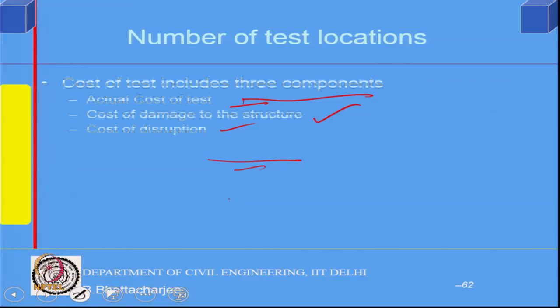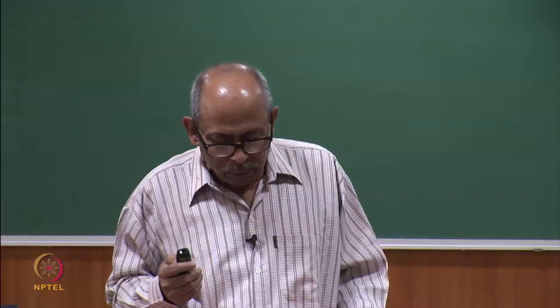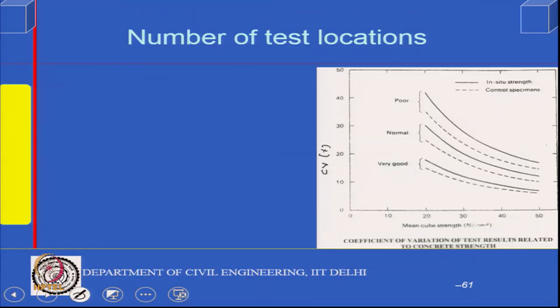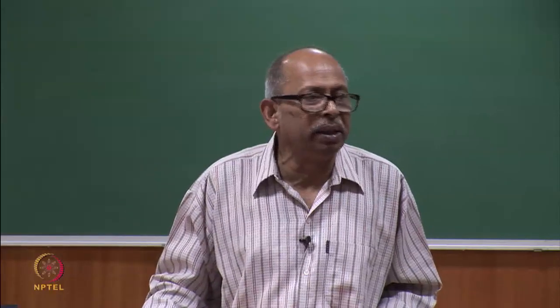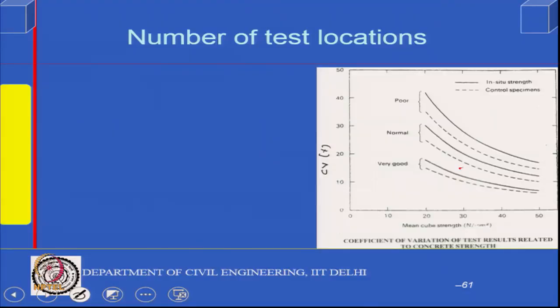Okay. So, now we come to the choice of test location; the number of test locations we have already talked about. Now, we can find out the standard deviation from CV values from literature if I do not have any idea. For example, coefficient of variation is nothing but standard deviation divided by mean. It is given for very good concrete; the dark line is in situ concrete where CV will be higher, and dotted ones are standard laboratory samples.